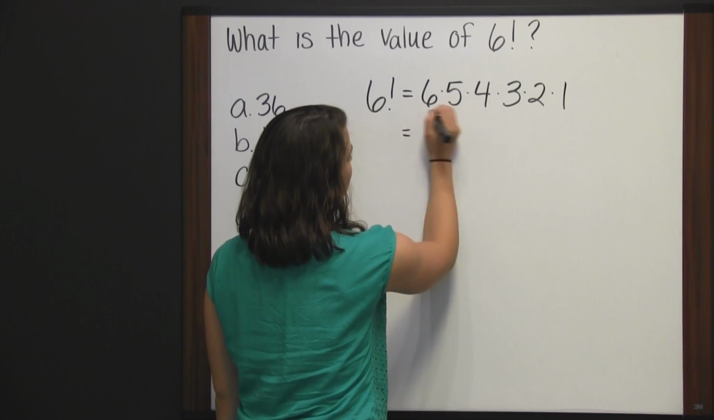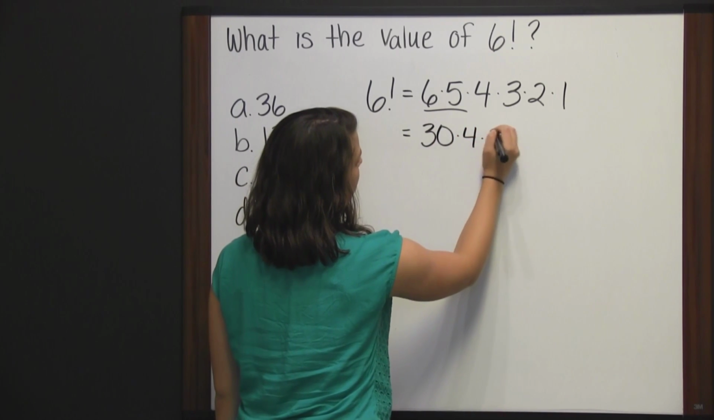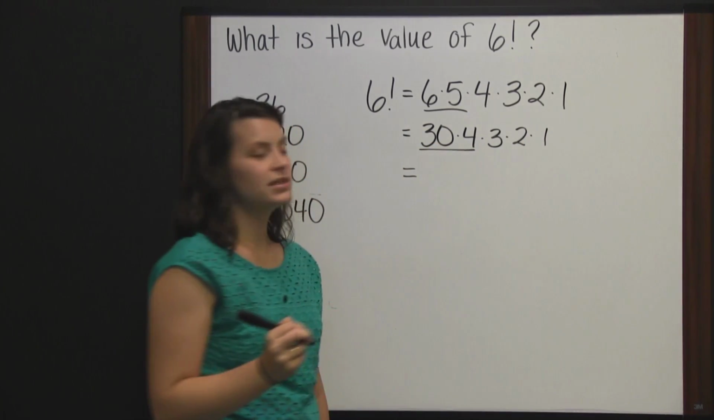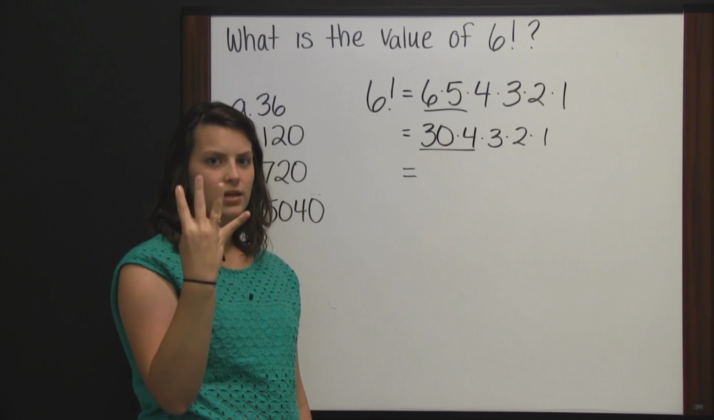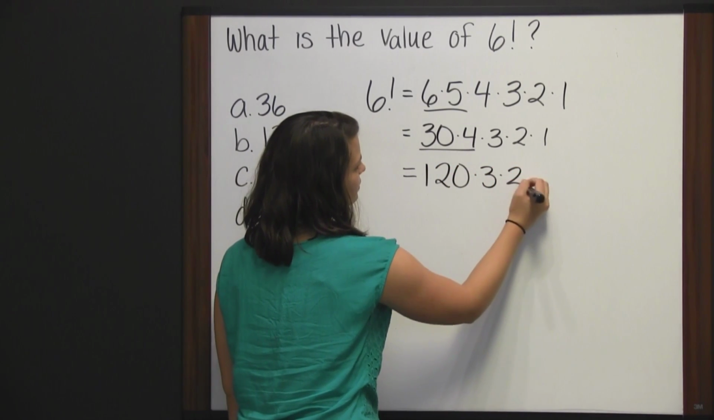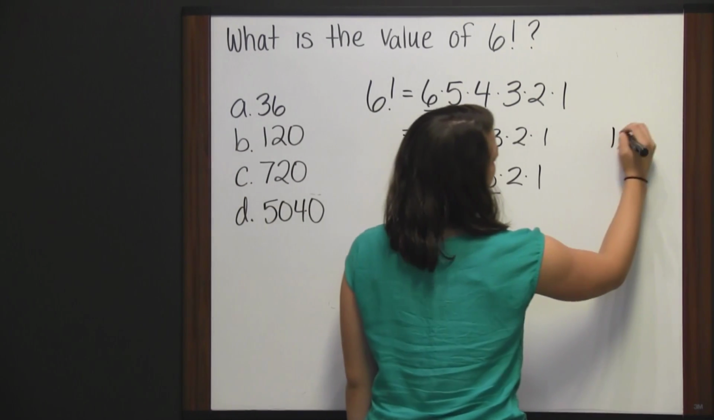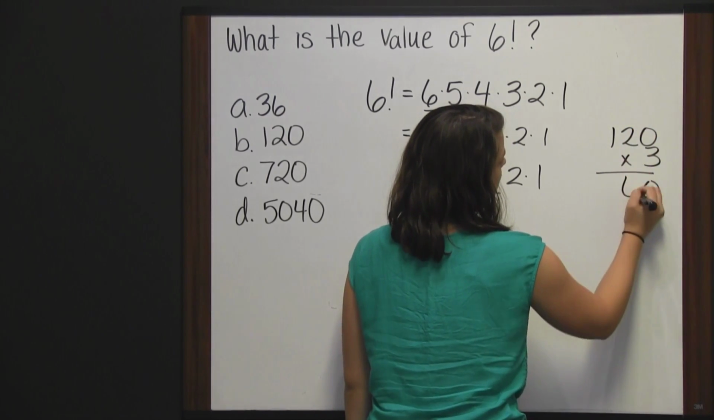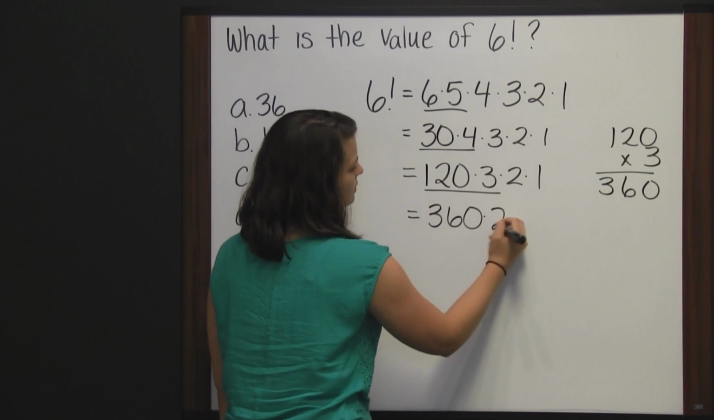So we have 6 times 5, which is 30, times 4, times 3, times 2, times 1. Then we can multiply 30 times 4. We have 30, 60, 90, 120. So 30 times 4 is 120, times 3 times 2 times 1. Then 120 times 3. 3 times 0 is 0. 3 times 2 is 6. 3 times 1 is 3. So 360 times 2 times 1.